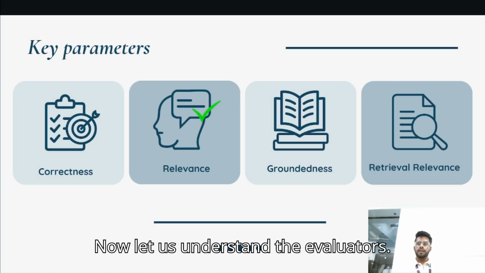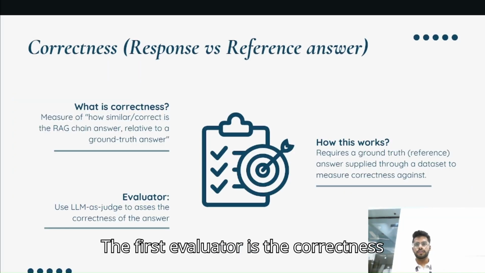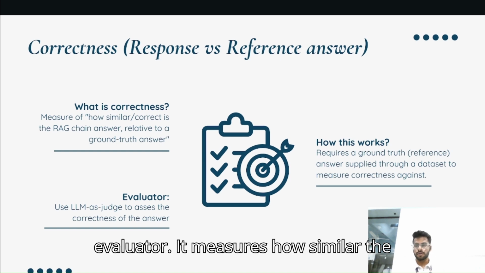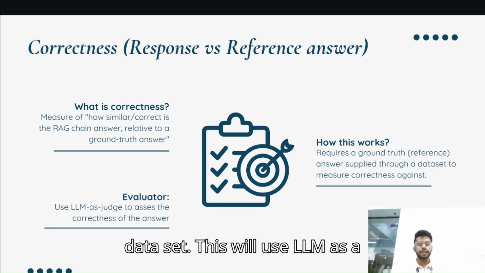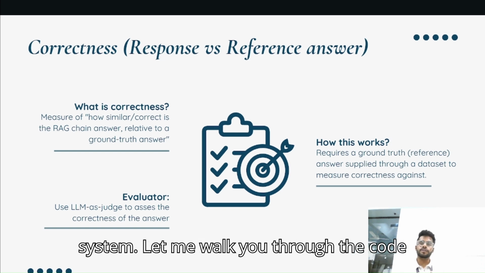Now let us understand the evaluators. The first evaluator is the correctness evaluator. It measures how similar the system response is relative to the ground truth which we have provided through a dataset. This will use LLM as a judge to assess the correctness of the system.